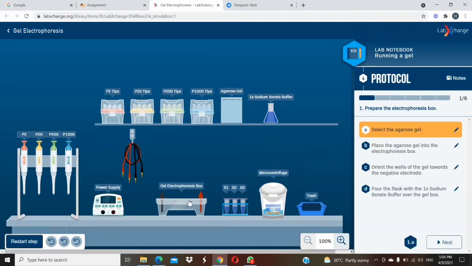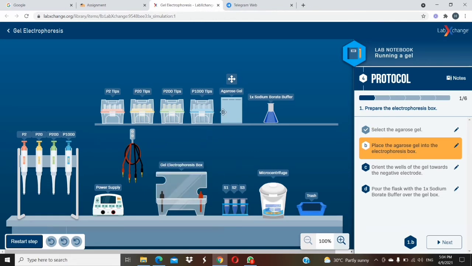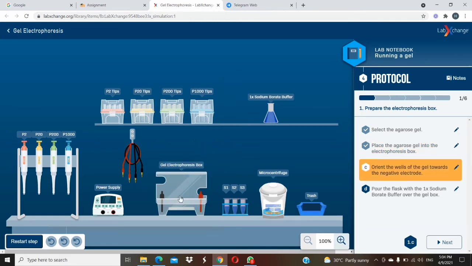Select the agarose gel, then place the agarose gel into the electrophoresis box.